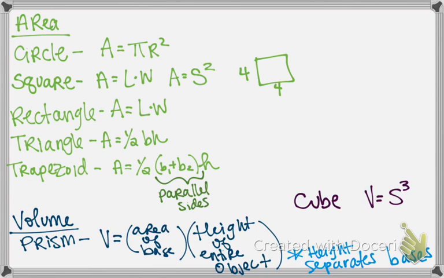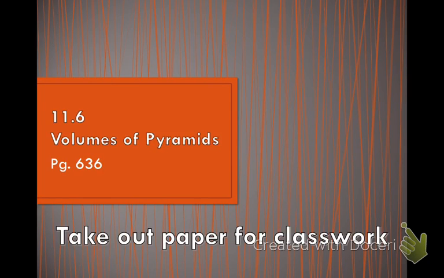Okay? So we're going to move into pyramids, 11.6. What is the difference between a pyramid and a prism? It comes to a point. How many bases are in a pyramid? One. And it's across from where they come to a point.